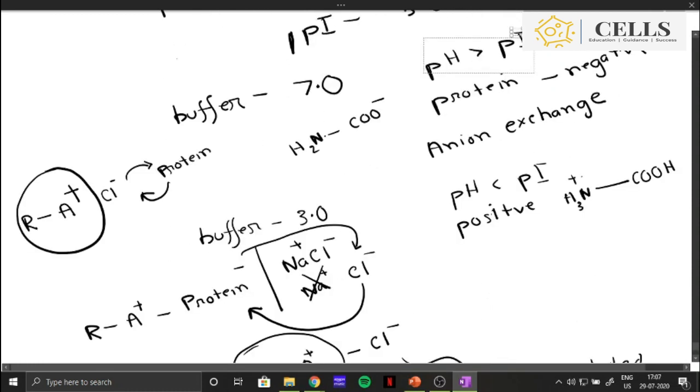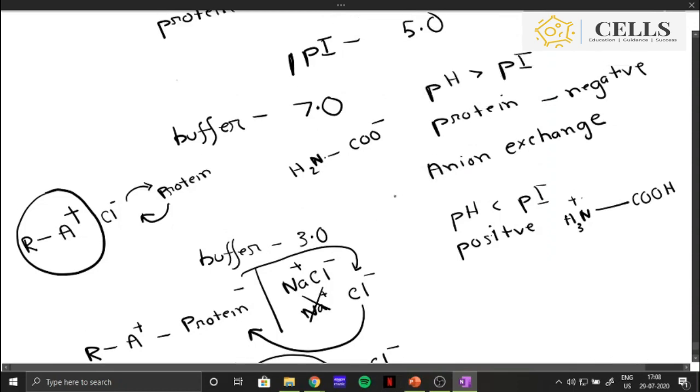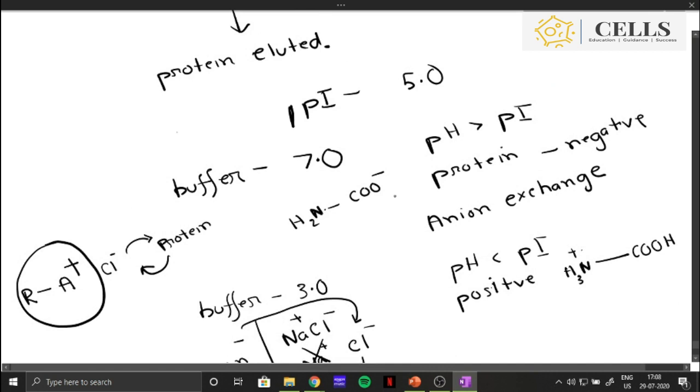Now coming to the question, if the pI is 5. So for a protein which has a pI of 5, if you use a buffer of pH 7, you have to use an anion exchange chromatography. If you use a buffer of pH 3, you have to use a cation exchange chromatography.